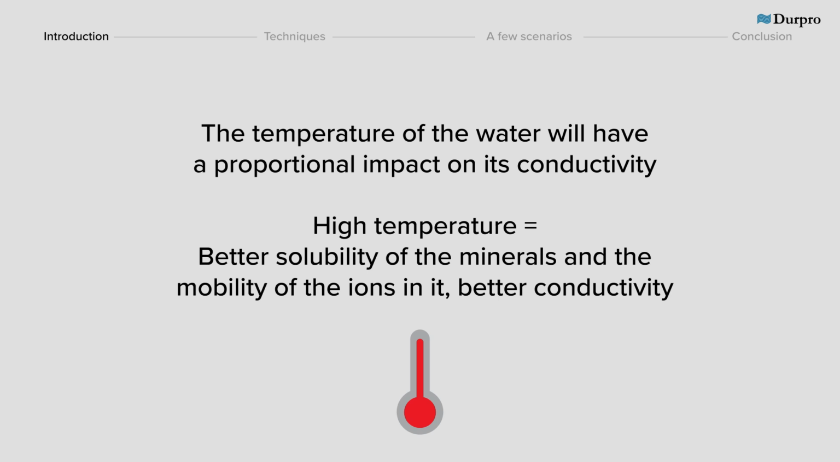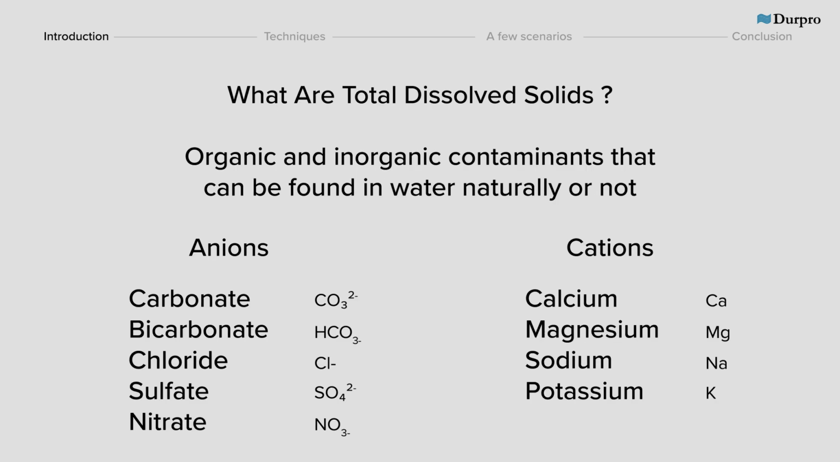Basically, increasing the temperature of the water increases the solubility of the minerals and the mobility of the ions in it. This is the reason why an increase of 1 degree Celsius can represent an increase of 2 to 4% of the conductivity. Water total dissolved solids.